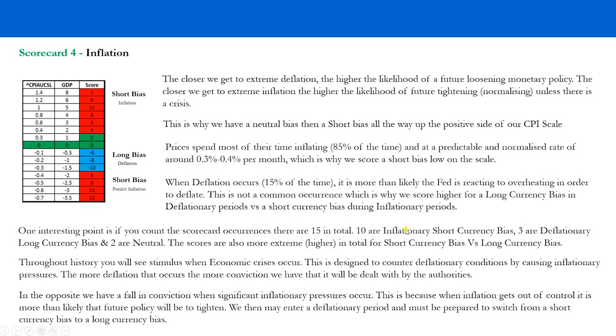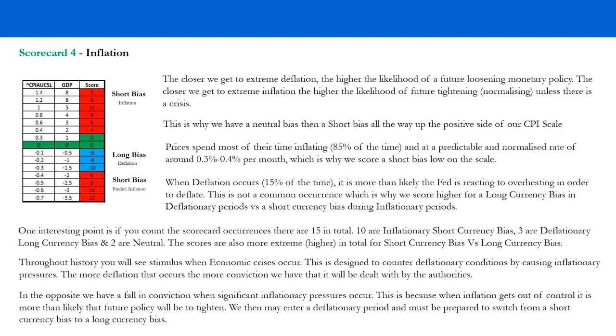Throughout history, what you're going to see is stimulus when economic crises occur. And that's obviously designed to counter deflationary conditions by causing inflationary pressures. The more deflation that occurs, the more conviction we're going to have that it will be dealt with by the authorities, or at least an attempt to deal with it, which can cause a very big shift in sentiment very quickly in the currency markets.